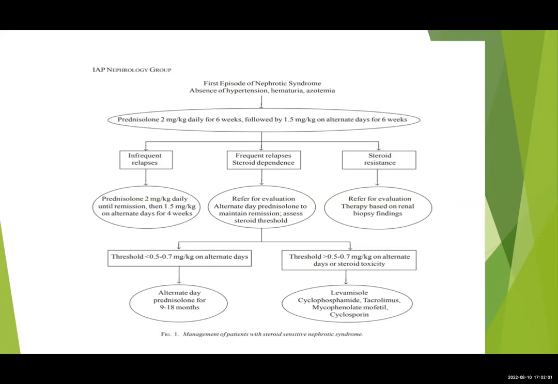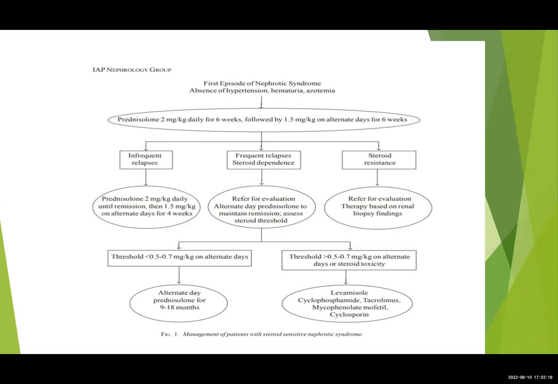So in using this alternate day steroid, there are two things. First, the patient should not have steroid toxicity. Second, do not maintain a patient with high dose steroid to maintain remission. If you need a high dose to maintain remission, you have to shift to other drugs.